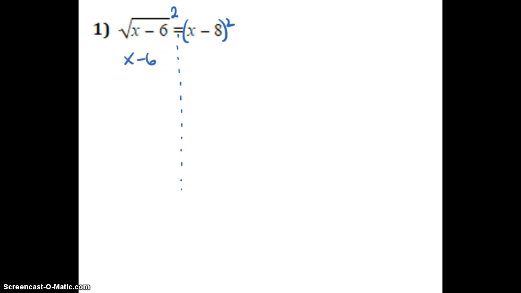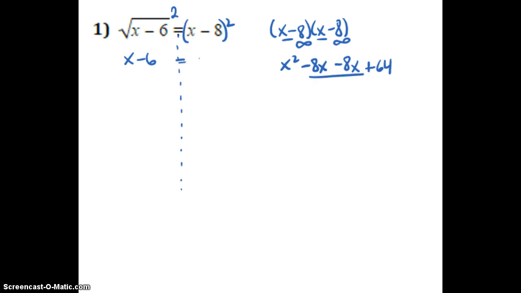And over here, when we FOIL this thing out, it's going to end up being x times x is x squared, x times negative 8 is negative 8x, and then negative 8 times x is negative 8x. Negative 8 times negative 8 is positive 64. And these like terms will combine to make x squared minus 16x plus 64.